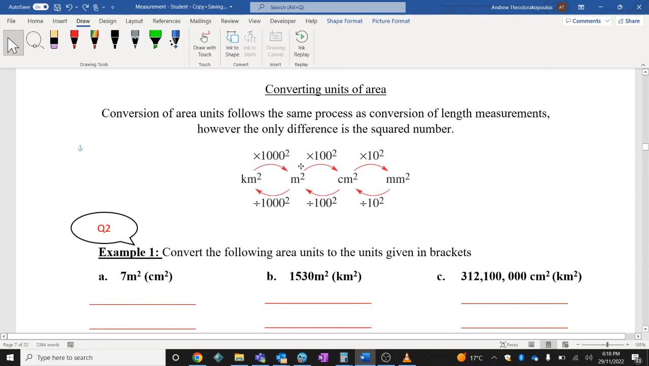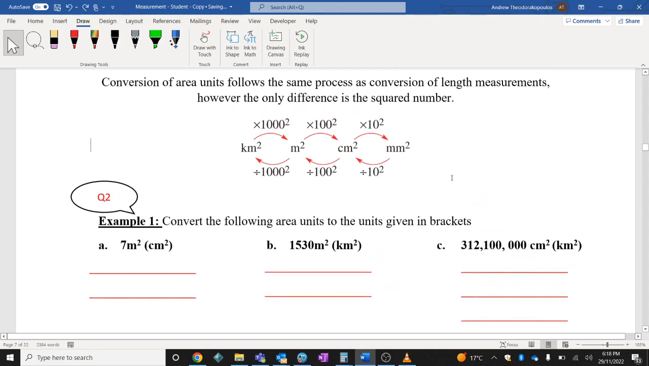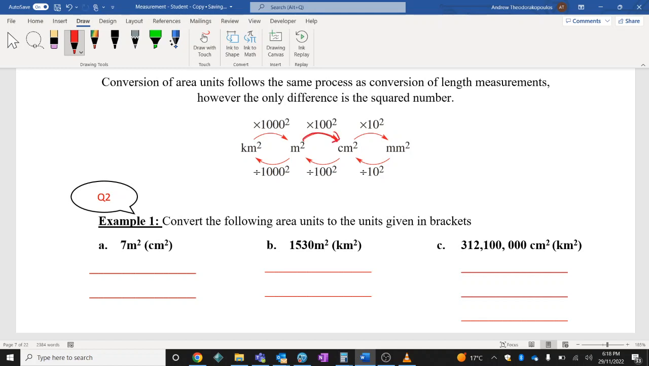And again, this should be in your summary sheet when you make it, because it's just a matter of using the right numbers. So we want to go from meters squared to centimeters squared. Meters squared to centimeters squared means we times by 100 squared. So 7 times 100 squared. And that's going to give me an answer of 70,000. And because it's moved now to centimeters squared, we're going to put centimeters squared.